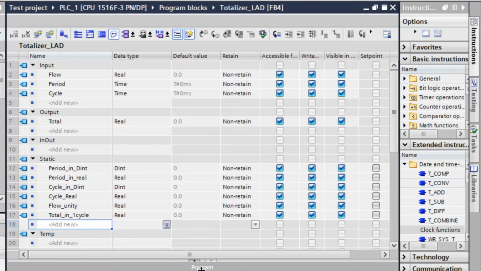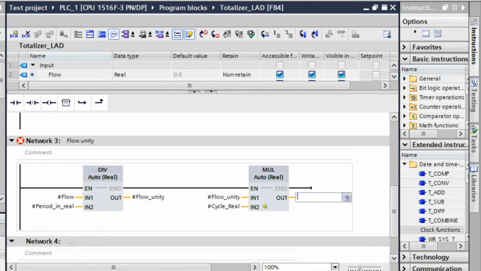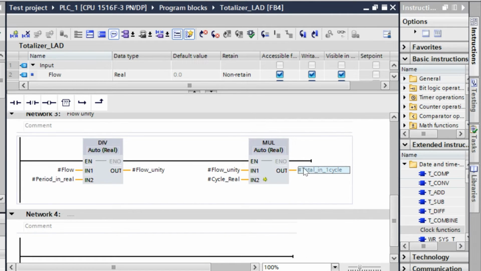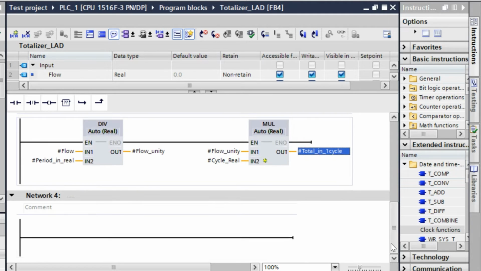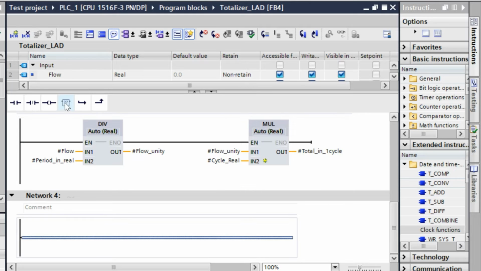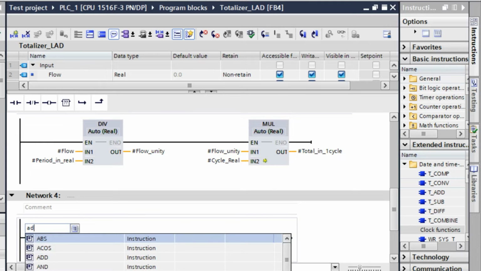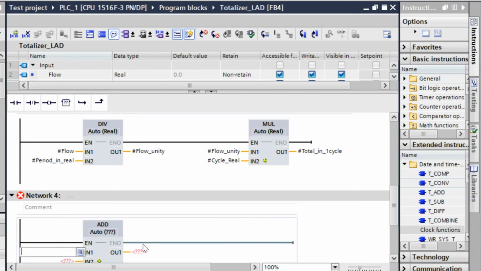Okay, one total in one cycle. If you do not use another variable, then every time it will send. So we have to add this value every time with another static value. So here we'll add our static value.